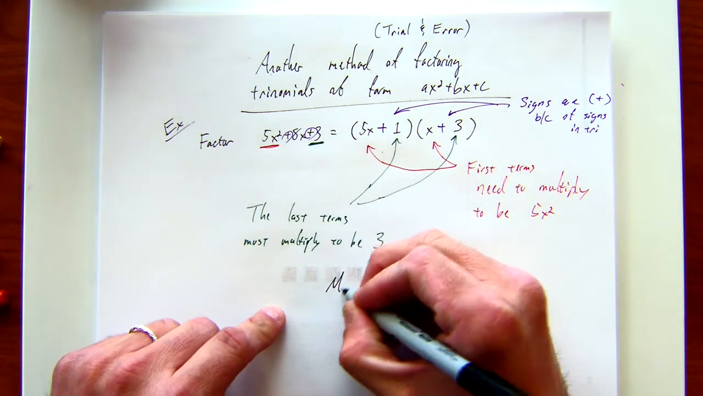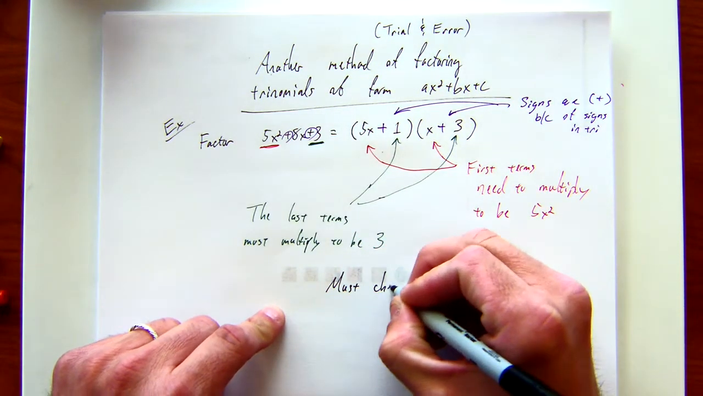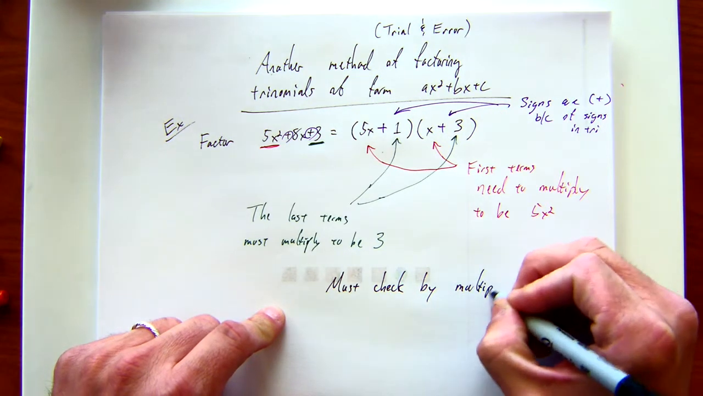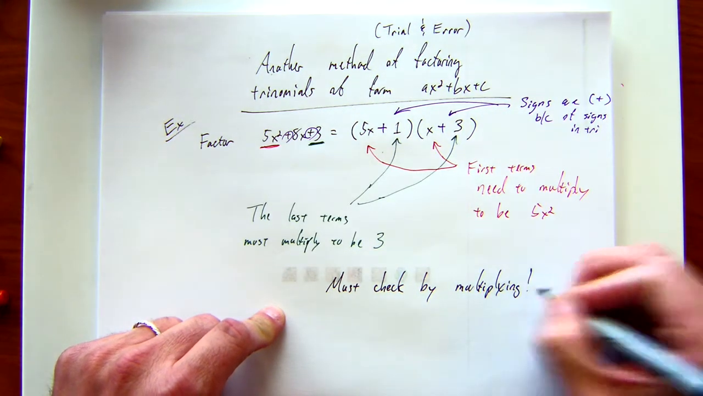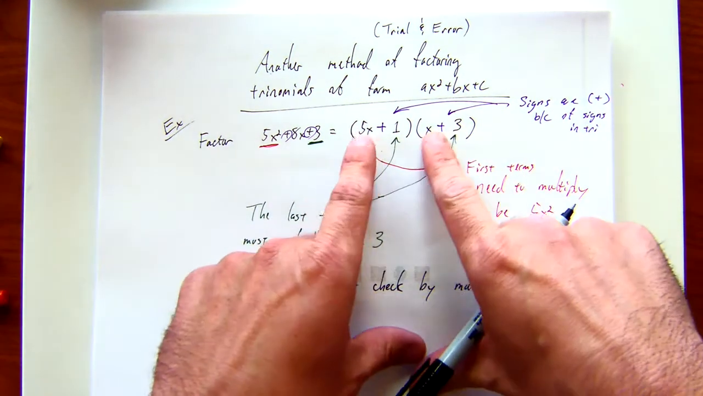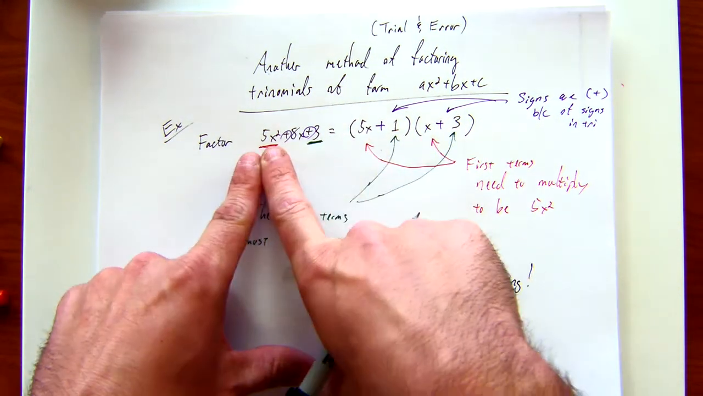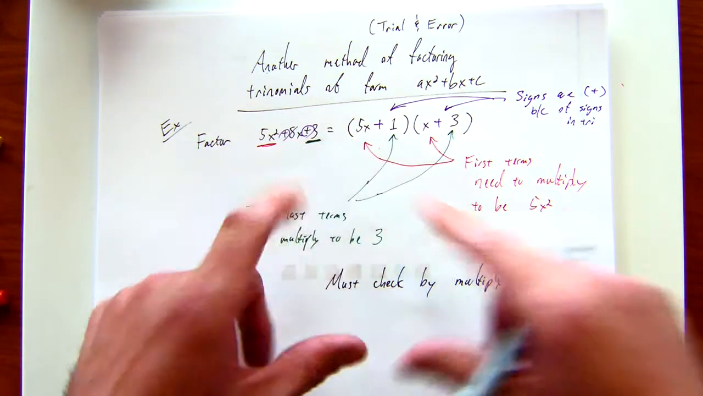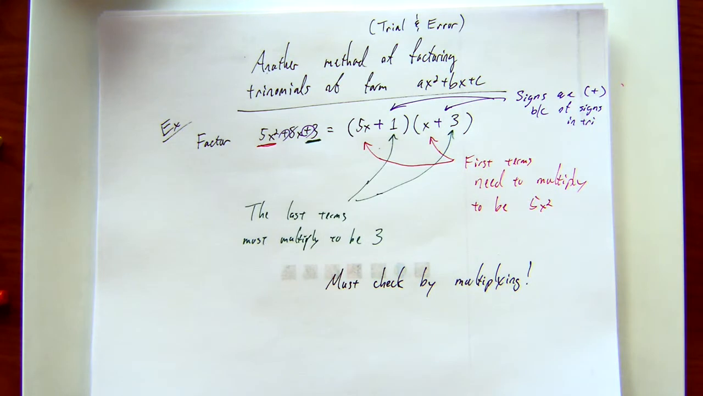Now we must check by multiplying. That's the only way that you're going to be able to factor with this method. You can pick the two numbers that will multiply to be this one, pick the two numbers that will multiply to be that one, and then try it out. And if it doesn't work, you have to switch it up somehow.